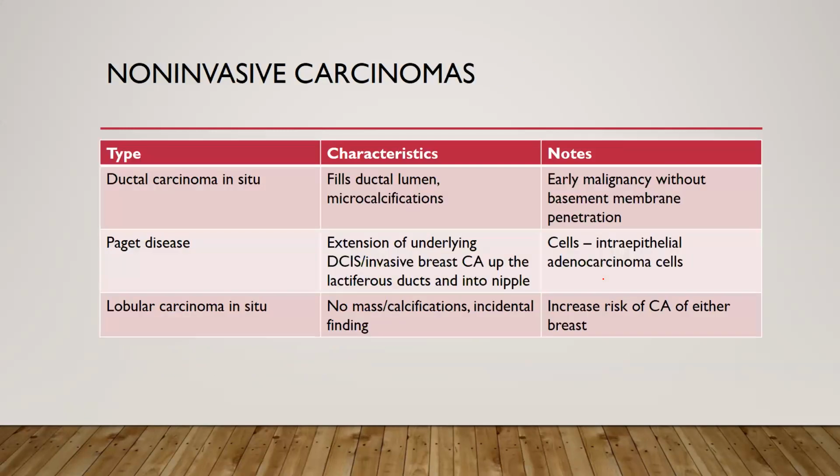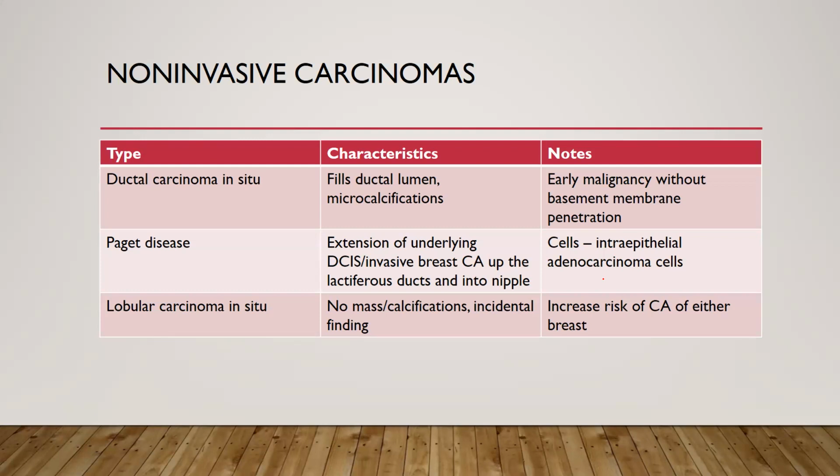We'll look at some types. Some non-invasive carcinomas. They're non-invading other tissues. They're sticking to the tissue that they're involved in. So we have our ductal and our lobular carcinoma in situ, and we have Paget's disease. So our ductal carcinoma in situ is going to fill into the ductal lumen, and we'll see microcalcifications. You'll see early malignancy with this, and you will not see basement membrane penetration. So it's going to stay local to the actual ductal lumen.